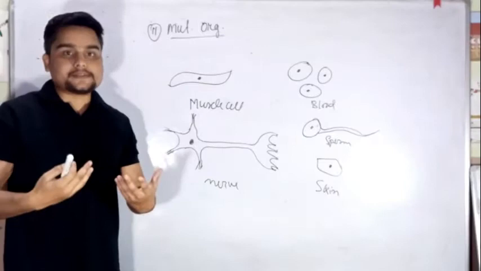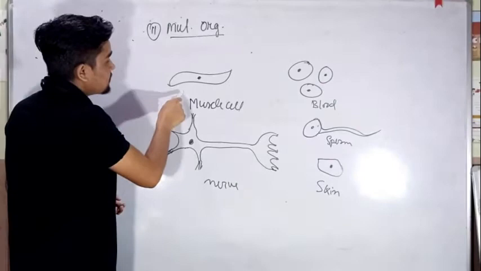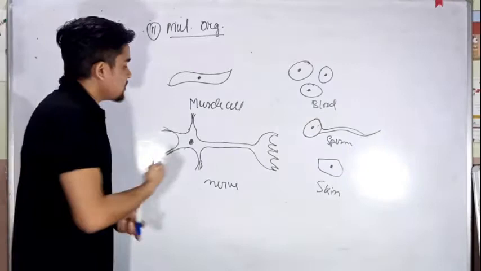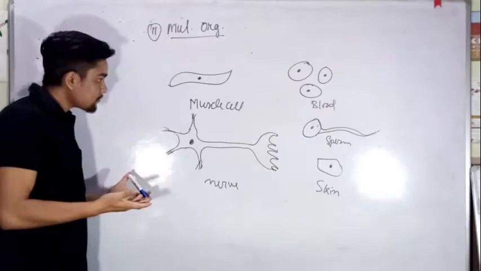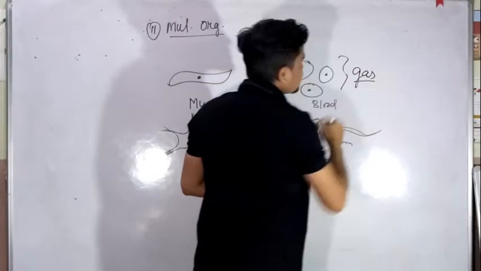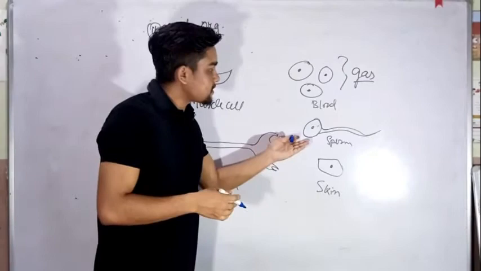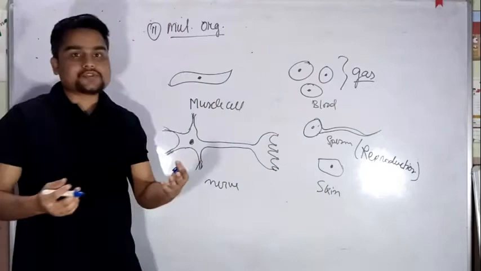Muscle cells have functions like contraction and relaxation of the muscles. Nerve cells have functions like signaling. Blood cells carry out gas exchange, oxygen and carbon dioxide exchange. Sperm cells are for reproduction. Skin is a kind of protection of the body.